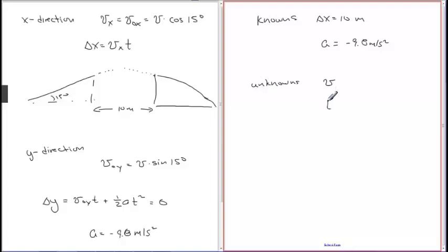Now you say, well, I don't know v0y, but I do know v0y because I know v. So we should be able to manipulate these two equations and come up with one equation in terms of, in this case, speed. So let's go ahead and do that. So delta x is 10. V sub x is v times the cosine of 15 degrees, and then we multiply by time. So we can solve for time in this equation. t is equal to 10 divided by v times the cosine of 15 degrees.